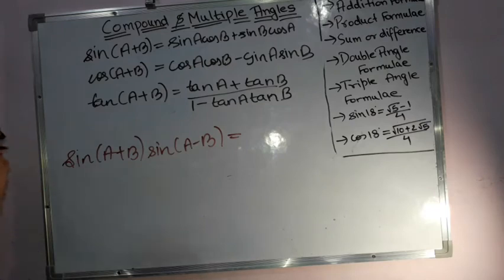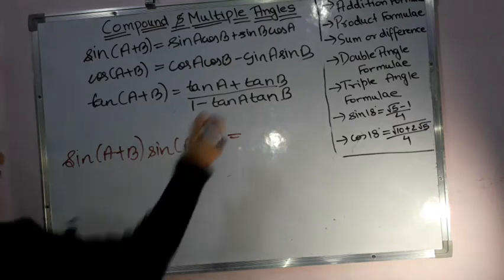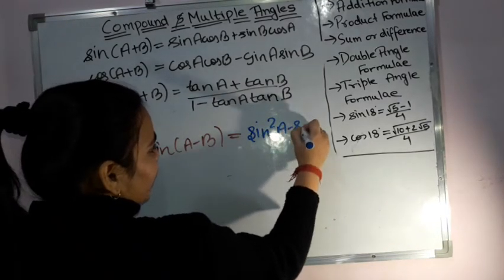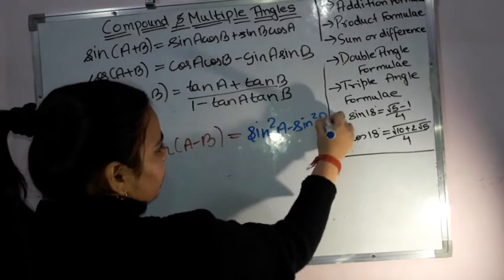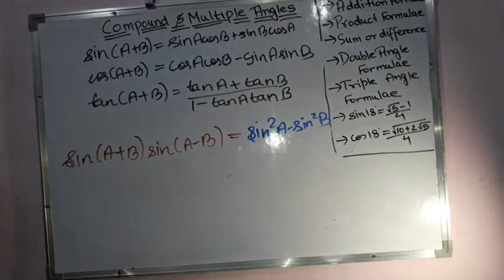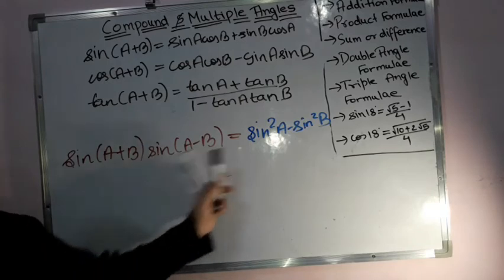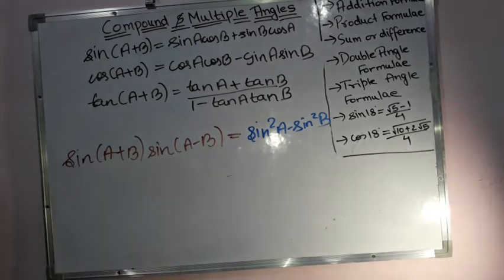And that is basically, let me just solve it. So you'll have sine square A minus sine square B. This is what you will be left with, right? So from the formulas which we have, from them only we have got this particular one.